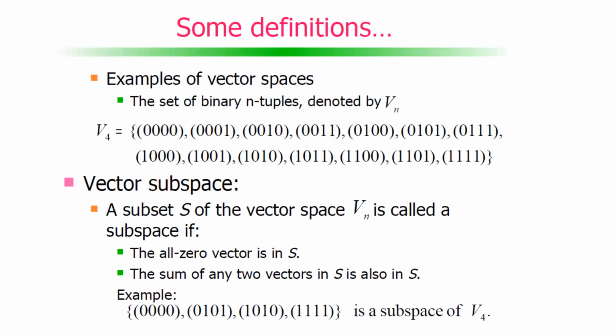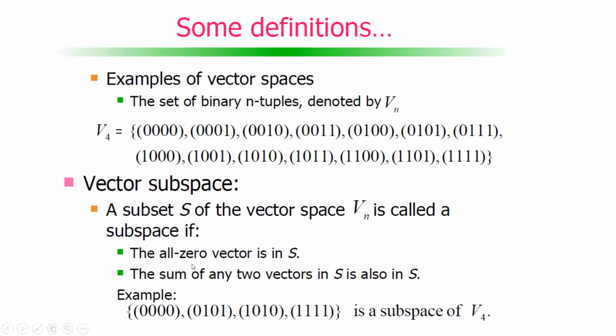All right. So, examples of vector spaces: the set of binary n tuples denoted by Vn. In general, it can be n tuples, and that space will be defined as Vn. As an example, I am taking the case of V4, that means 16 combinations will be there. Now, what is a vector subspace? A subset S of the vector space Vn is called a subspace if, and this is very important, the all zero vector is in the subspace.